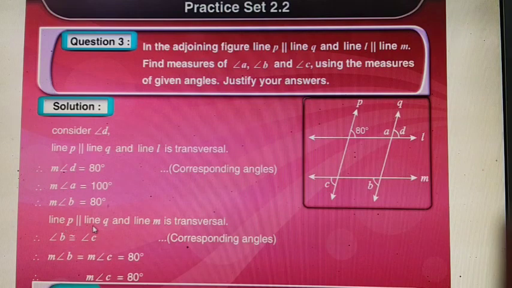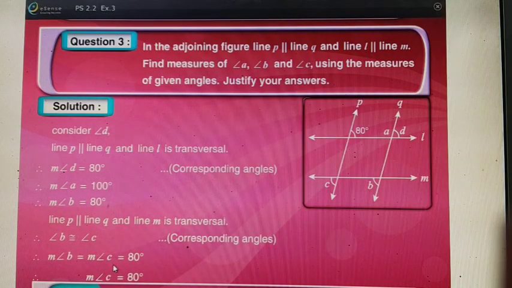Now we are taking line P is parallel to line Q and M is the transversal. Angle B is congruent to angle C. Corresponding angles, can you see here, one is kept. So angle B is congruent to angle C. Therefore, measure of angle B is equal to measure of angle C is equal to 80 degrees. So measure of angle C is how much? 80 degrees.